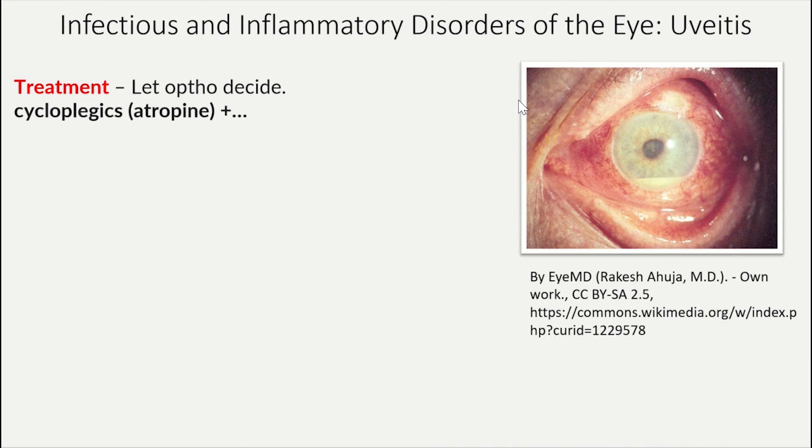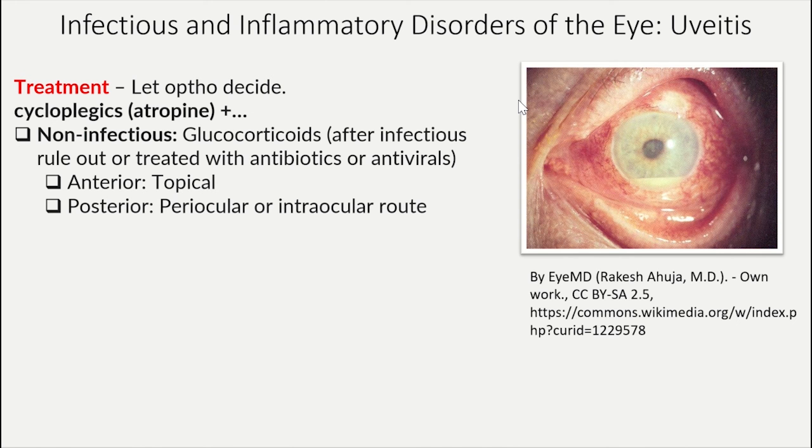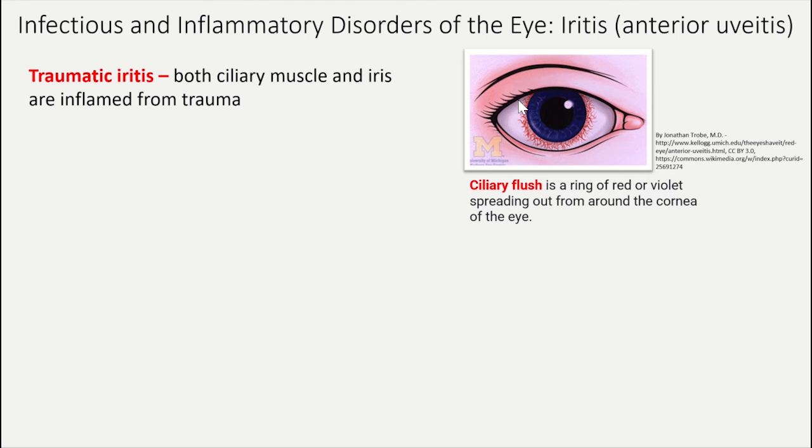So the treatment is you call ophthalmology and let them decide. But if maybe you're an ophthalmology resident or something, you give them a cycloplegic to stop that pain response from the iris contracting the pupils. So atropine. And then if it's non-infectious, you give them steroids. But you have to rule out other infectious causes. And then if it's infectious, you give them antibiotic or antiviral therapy, depending on what you think it is.